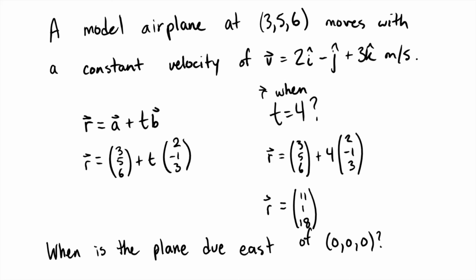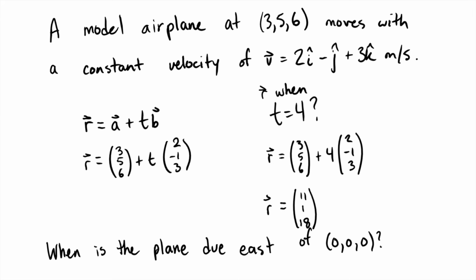Evaluating where an object is at a certain time is a fairly straightforward process. The really interesting questions come up when we try to figure out when the plane is closest to a certain point or when its position is relative to a certain reference. So I've posed here the question, when is the plane due east of the point (0, 0, 0)? To solve this problem is actually going to take a little bit of thought.